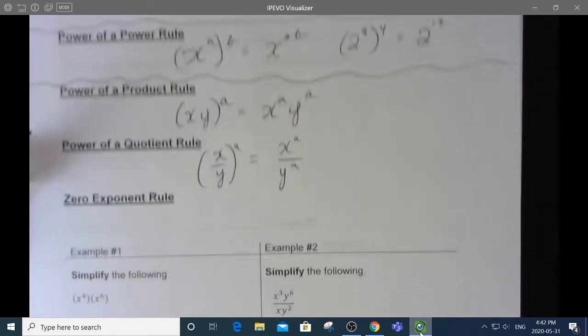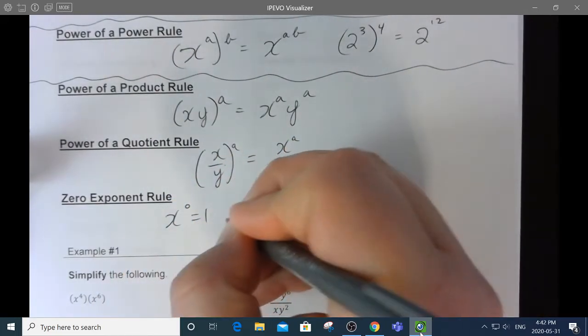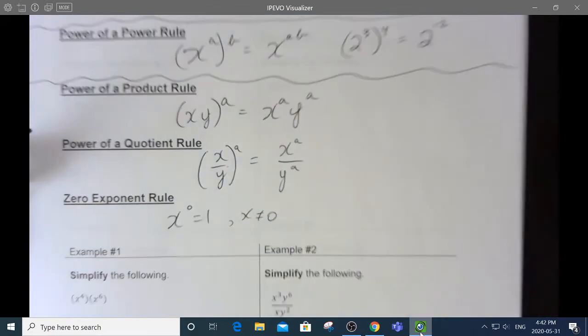Okay? Then there's the one we were just talking about earlier. X to the power of 0 is equal to 1 as long as x is not equal to 0.